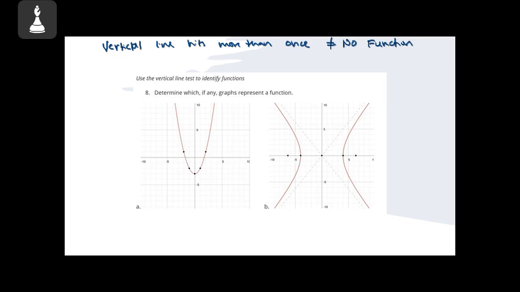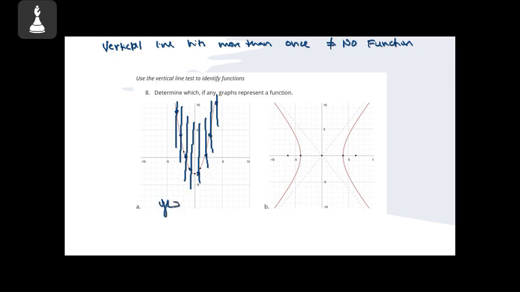If I look at this first graph and I try to draw vertical lines, no matter where I draw a vertical line, I'm only touching the graph one time, no matter where I draw. So this is a function.